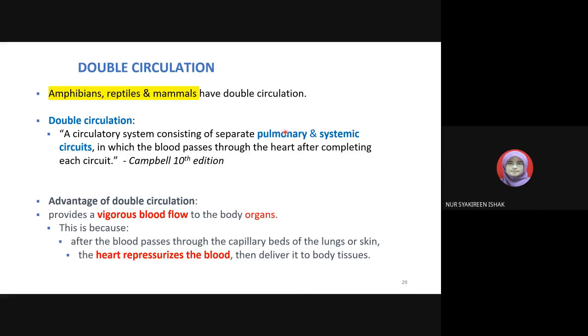So when the heart pumps blood to the pulmonary circuit, obviously the blood pressure will be reduced. Why? The pressure will dissipate as it enters into the blood capillaries of the lung. But the advantage is that when it goes back into the heart, the heart will repressurize the blood with high pressure before pumping it into the systemic circuit, which is a longer circuit compared to the pulmonary circuit. It is longer because it needs to distribute oxygen-rich blood throughout the body.